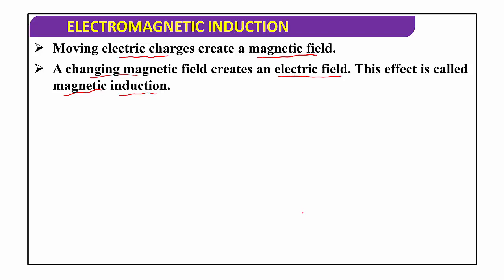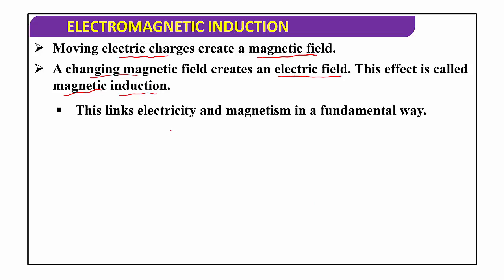We know that a moving electric charge creates a magnetic field. Likewise, a changing magnetic field creates an electric field, and this effect we call magnetic induction. This links electricity and magnetism in a fundamental way. So this sentence gives the interrelation between electricity and magnetism in a fundamental way. This is a very important concept.